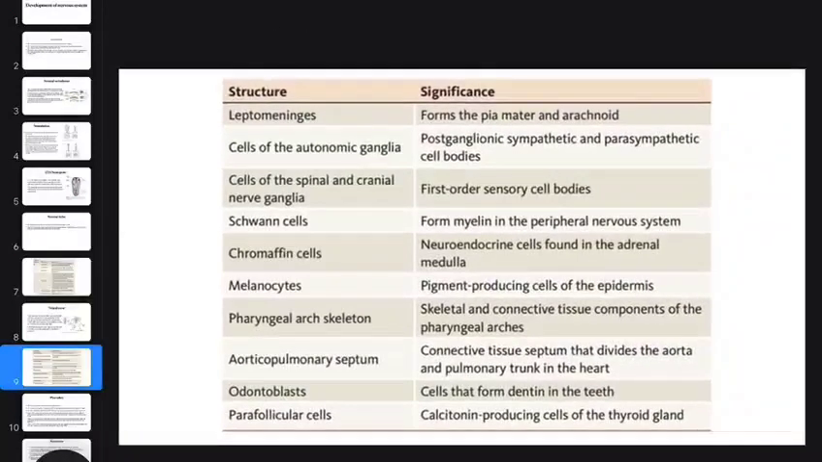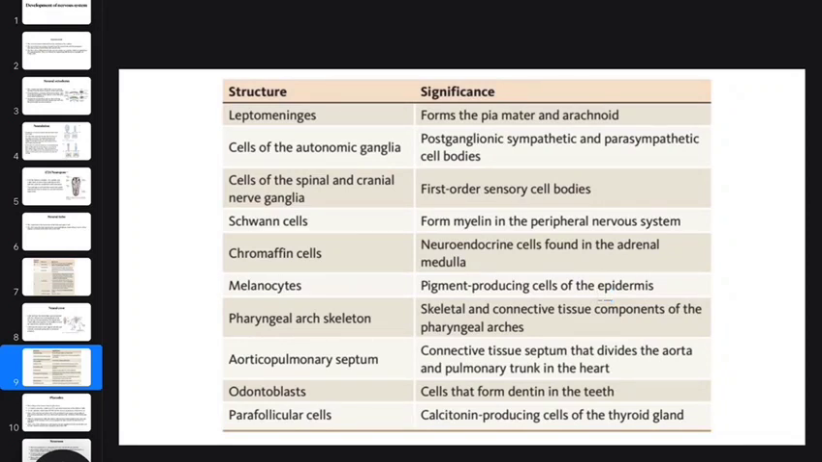The non-neural elements are as follows. The leptomeninges form the pia mater and the arachnoid. Cells of the autonomic ganglia form the postganglionic sympathetic and parasympathetic cell bodies, and cells of the spinal and cranial nerve ganglia form the first order sensory cell bodies. The Schwann cells form the myelin in the peripheral nervous system. The chromaffin cells are neuroendocrine cells found in the adrenal medulla, and the melanocytes are pigment producing cells of the epidermis. And the pharyngeal arch skeleton forms the skeletal and connective tissue components of the pharyngeal arches.